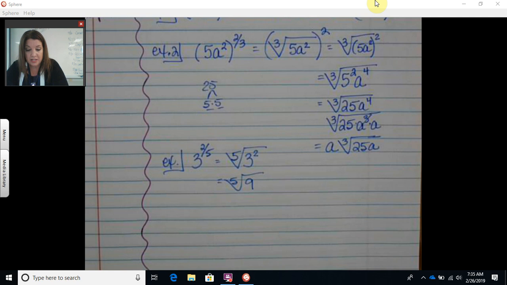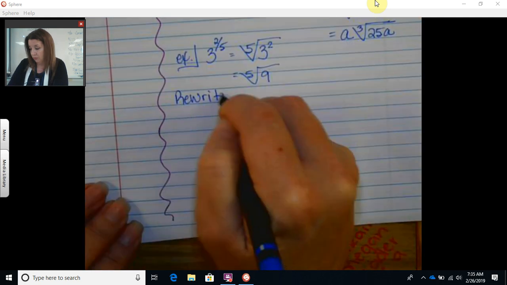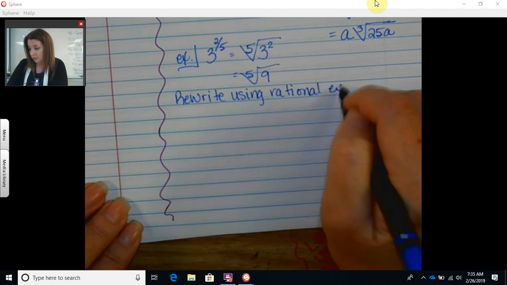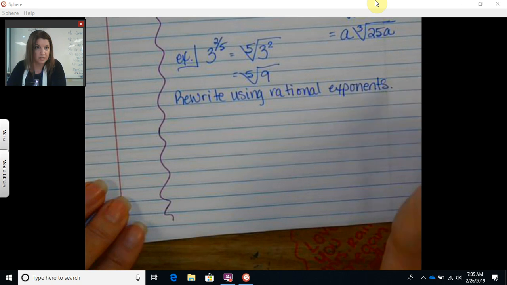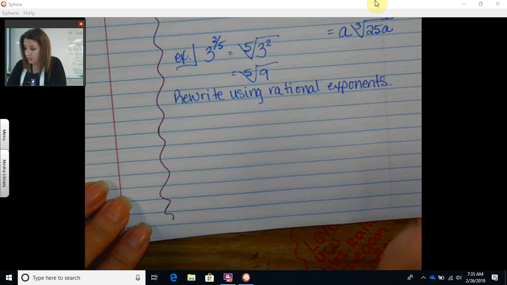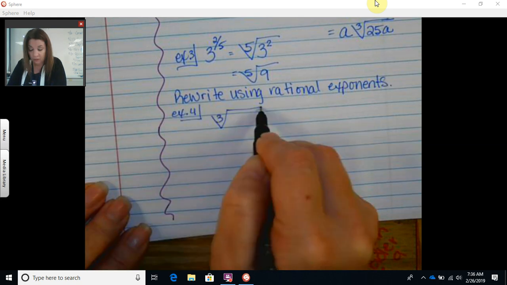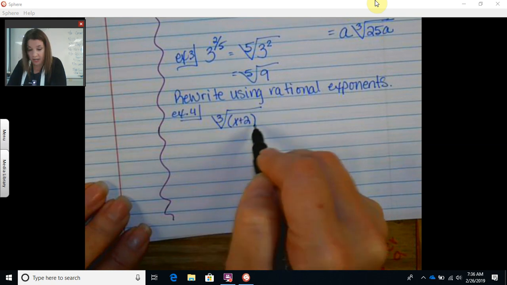All right, so now we're going to go in the opposite direction. We're going to rewrite using rational exponents. Rewrite using rational exponents. So, example 4. I have the cubed root of, open parentheses, x plus 2 quantity raised to the 4th power.